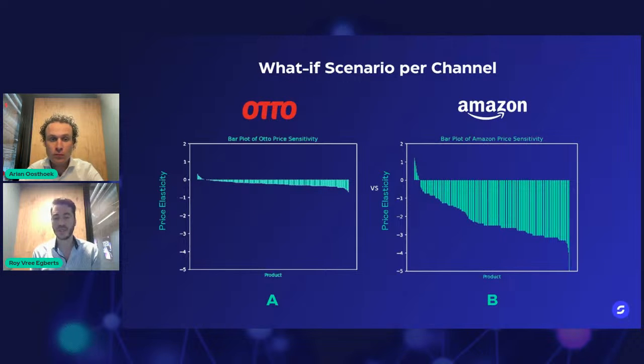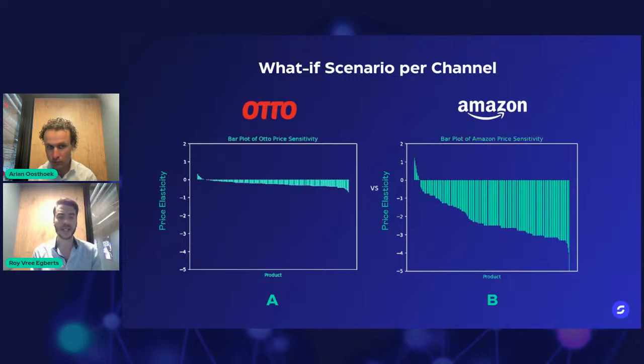One of the things we discovered is that the products on Amazon were way more price elastic than on Otto, which means there was a price differentiation strategy we derived out of the outcomes. We said, in Amazon we can lower the prices to increase volume, and in Otto we could increase the prices a bit more, with not a high impact on volume. So this actually evolved into separate channel strategies for these products.